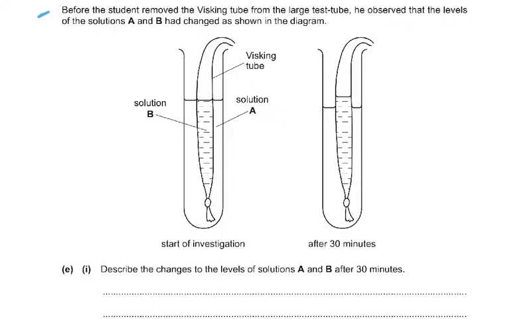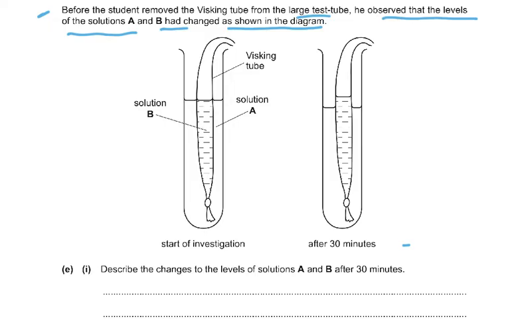Next part: before the student removed the Visking tubing from the large test tube, he observed that the levels of solution A and B had changed, as shown in the diagram. Start of investigation, after 30 minutes. Describe the changes to the levels of solution A and B.